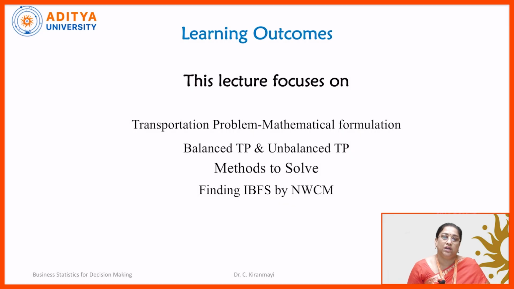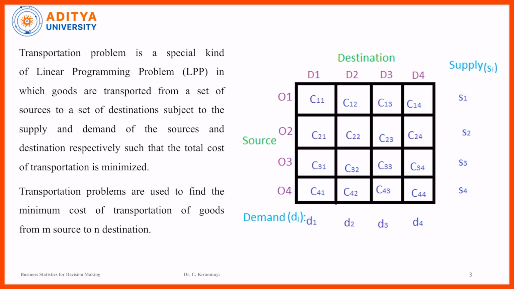In this present lecture, I am going to talk about the mathematical formulation of transportation problem and its meaning, various types of transportation problem, what are the various methods that are available to find IBFS, that is initial basic feasible solution, and how to find initial basic feasible solution using northwest corner method. So these are the concepts which I am going to talk about in this present lecture.